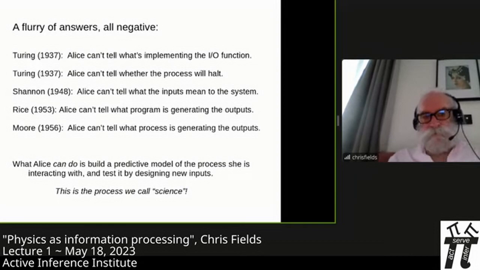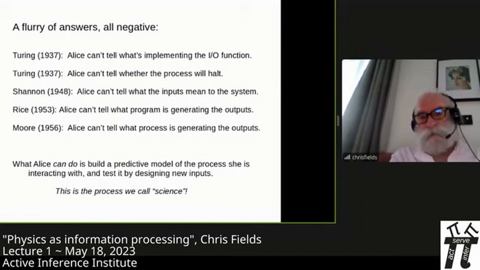And the first 20 years of this produced a large number of answers, all of them negative. So to go back to Turing, he proved that Alice can't tell what's implementing the function that she sees being implemented. She can't tell whether a given input will lead to an output. That's the halting problem.